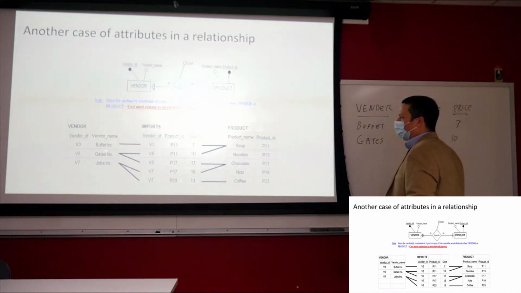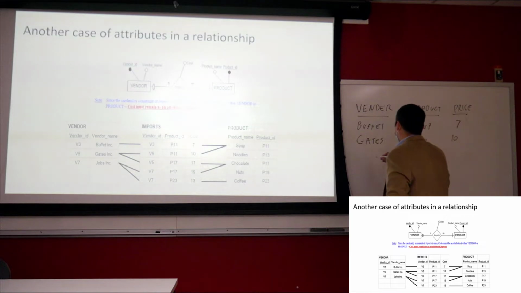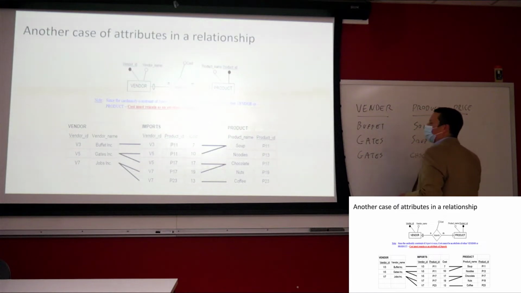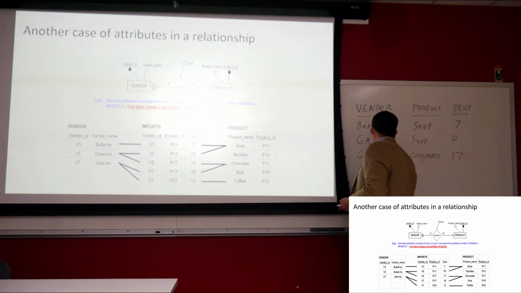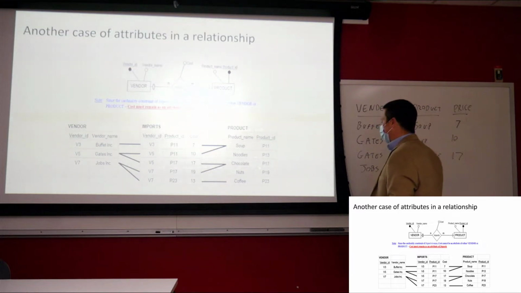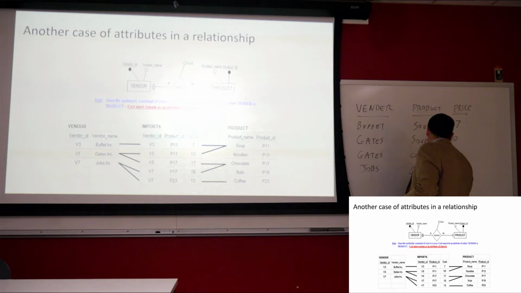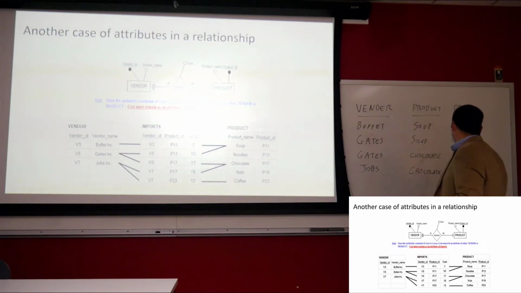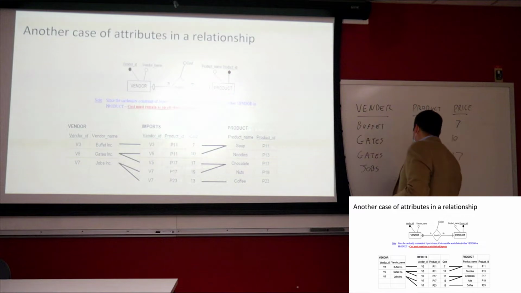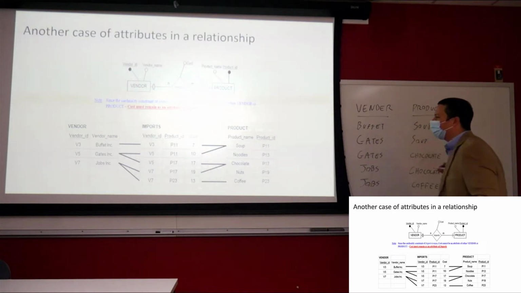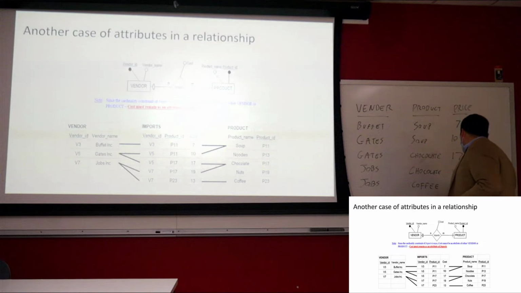This row in our gerund is representing Gates importing product P17, which is chocolate. So we have Gates, chocolate, which costs, where are we, 17. So Gates chocolate is 17. This row represents Jobs Incorporated. So we have Jobs importing P17, which also is chocolate, for a price of 19. And then finally, Jobs Incorporated importing P23, which is coffee. Is this iCoffee and iChocolate? I don't know. For $13.